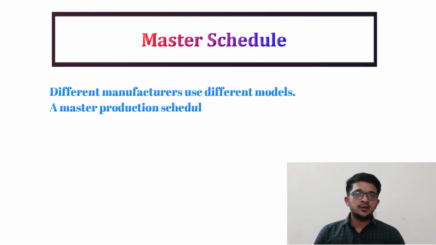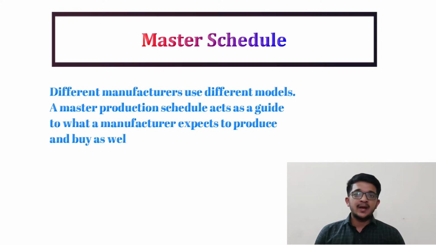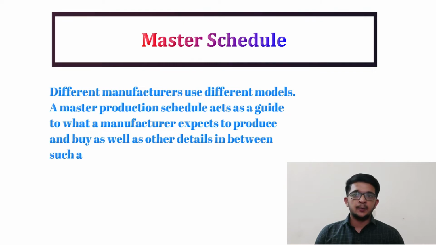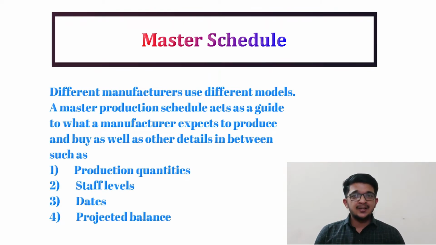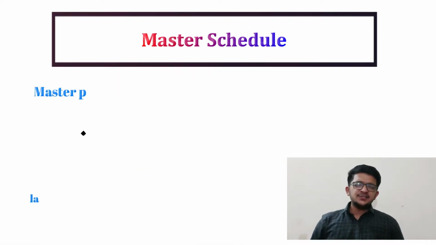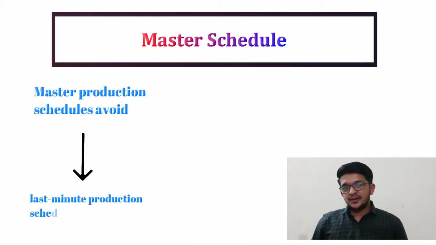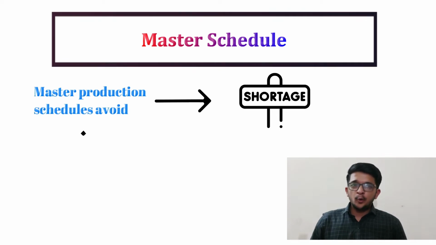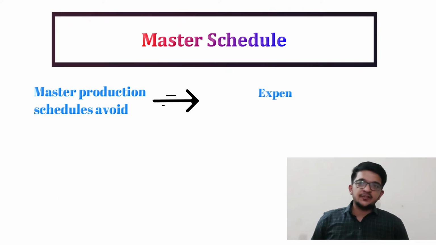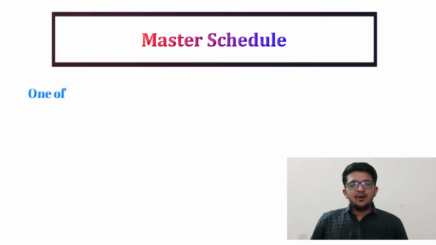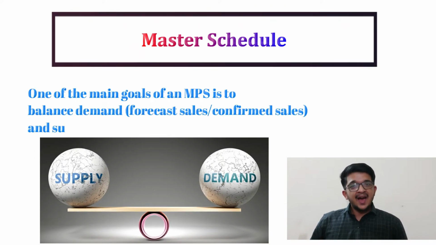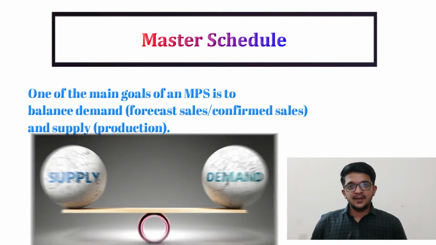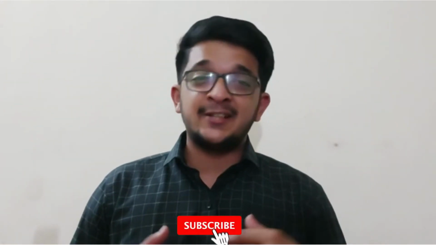A master production schedule acts as a guide to what a manufacturer expects to produce and buy, as well as other details in between, such as production quantities, staff levels, dates, projected balance, etc. Master production schedules avoid last-minute production scheduling, shortages, poor allocation of resources, and expensive expediting. One of the main goals of MPS is to balance demand, which is forecast sales and confirmed sales, and supply, which is production. I hope the concept of MPS is clear to you.